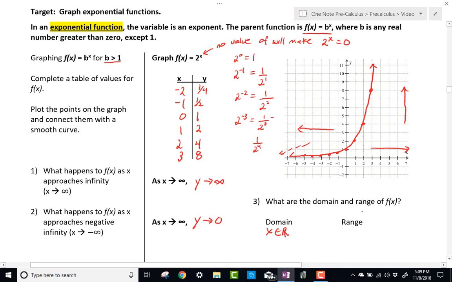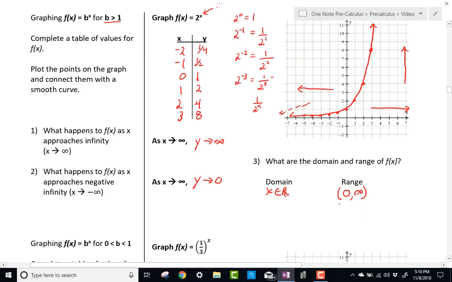However, my range, because I'll never go below the x-axis, that means I'll never get to a y value of 0, but I'll hover over 0. So I could say I'm above 0, and then my graph goes up forever to infinity, so I could say 0 to infinity, or I could simply say y is greater than 0. Okay, so that would be two different ways to do that one. So that is what the parent function of y equals 2 to the power of x looks like.